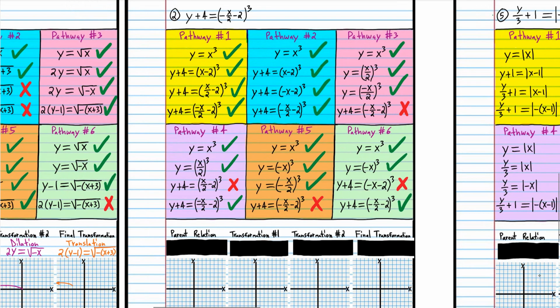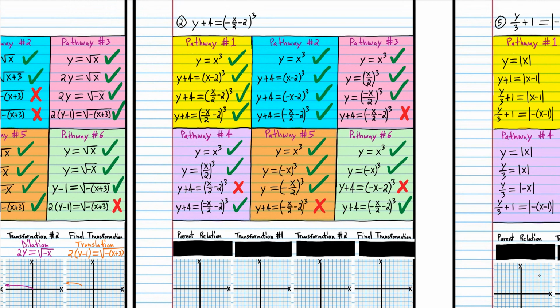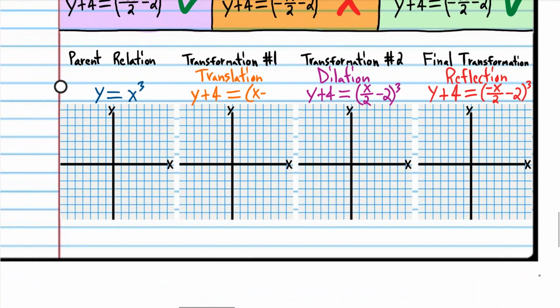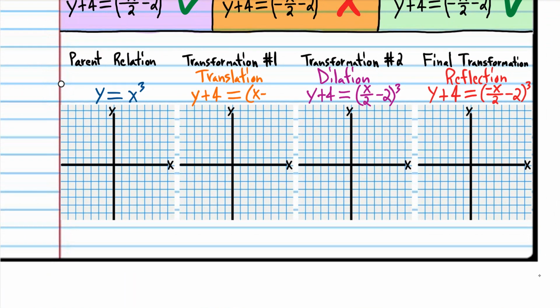So we're going to use either pathway 1 or pathway 2. So let's use pathway number 1. I'm going to unveil that pathway. It's translation, dilation, and then reflection. So now that we know what pathway to use, let's go ahead and graph. Remember, the x cubed graph, the cubic graph, is a little difficult to draw. So I'm leaving this one for myself so you don't have to do it.